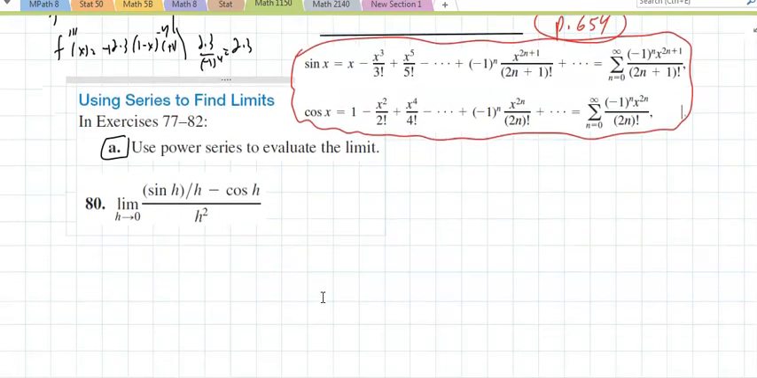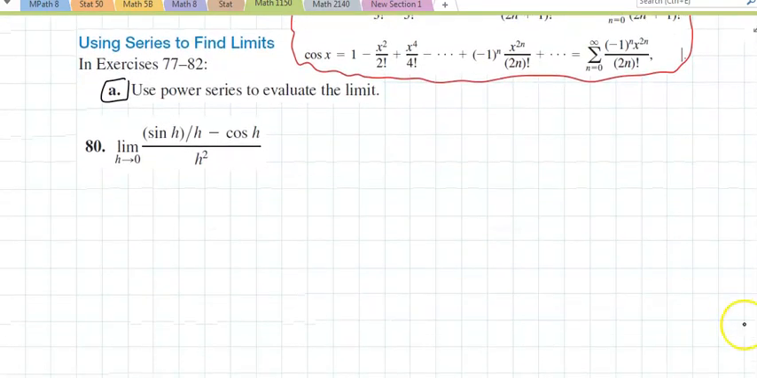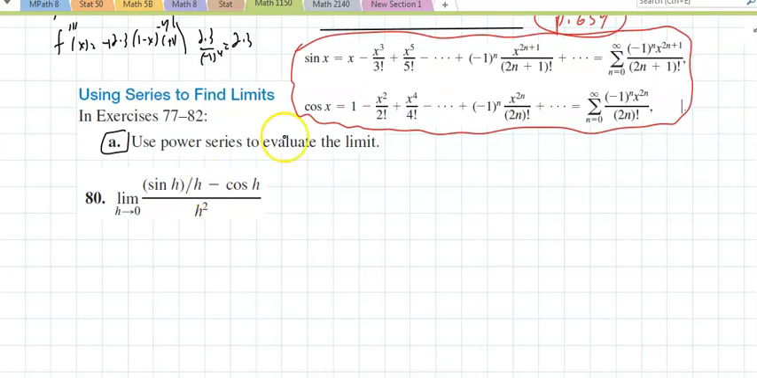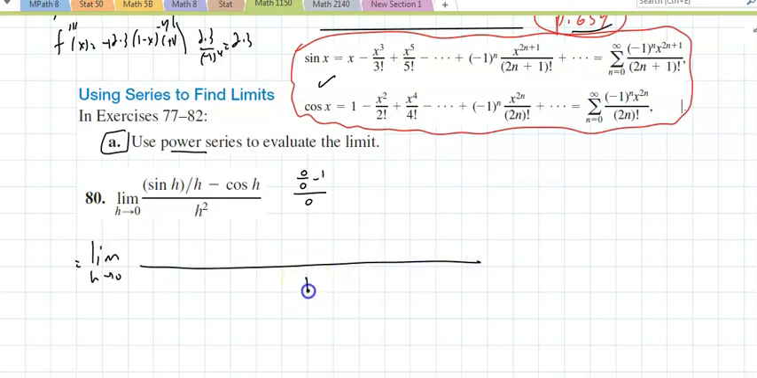On the next problem, I want to take this limit, and I went to page 654, and this table is provided. So if I throw 0 in, I get sine of 0 over 0 minus 1 over 0. This is really a big mess. So it says use power series. I don't have to derive. This is going to be the limit as h approaches 0. I do have to split this up, however. This is h squared. Well, this right here is this right here.